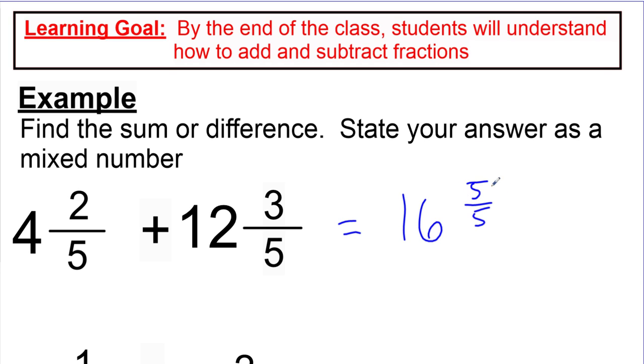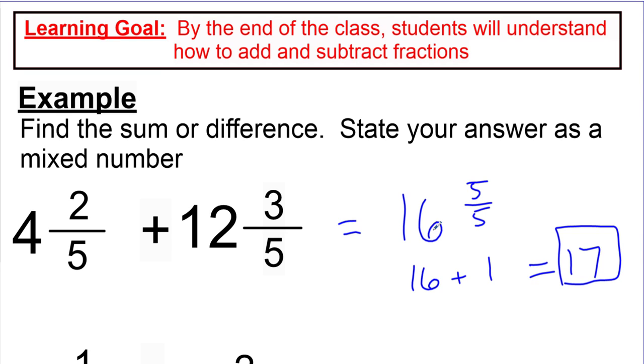So 5/5 represents 1 whole. So this is like 16. And then this 1 whole, this actually represents 17. Okay? So my answer here is 17. But you're going to have to go through and recognize equivalent fractions, that 5/5 represents 1 whole. And so instead of me writing 5/5, I'm going to lump it in with the 16 and say there's 17 whole circles here. Okay? So that's one way of doing it.